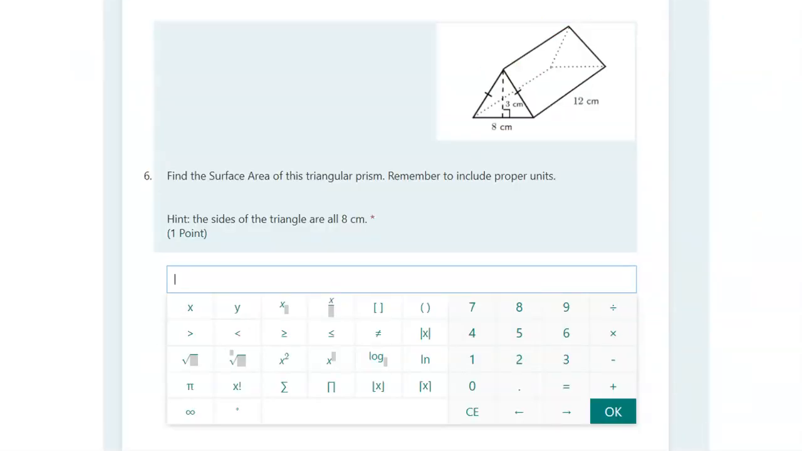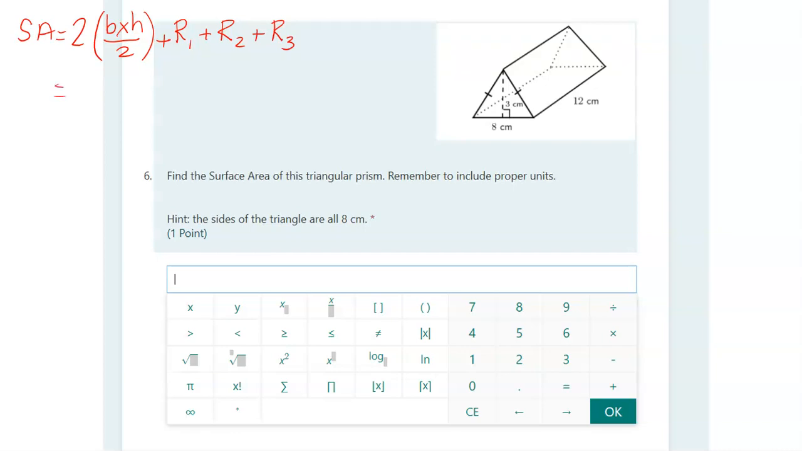Okay, last question. This is for solving the area of a triangular prism. I'm going to write down a new formula that might help some of you for solving this. So surface area for a triangular prism, we're going to use 2 times the area of a triangle, which is base times height divided by 2, plus the area of rectangle 1, rectangle 2, and rectangle 3.